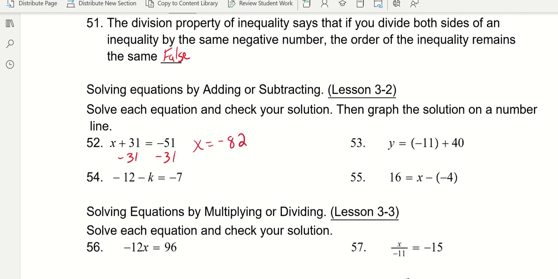All right, now on your test, I'm not going to ask you to graph on a number line. I should have crossed this out. I'll cross it out now. If you were to graph this on a number line, just so you know, it's just negative 82, right? There's negative 81, there's negative 83. It's just a dot. That's all it is. We're not going to do that, but that's how it is to be done.